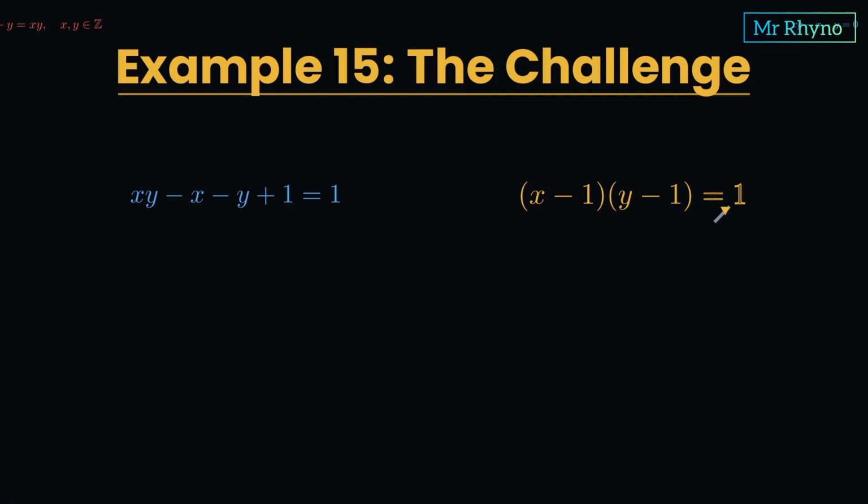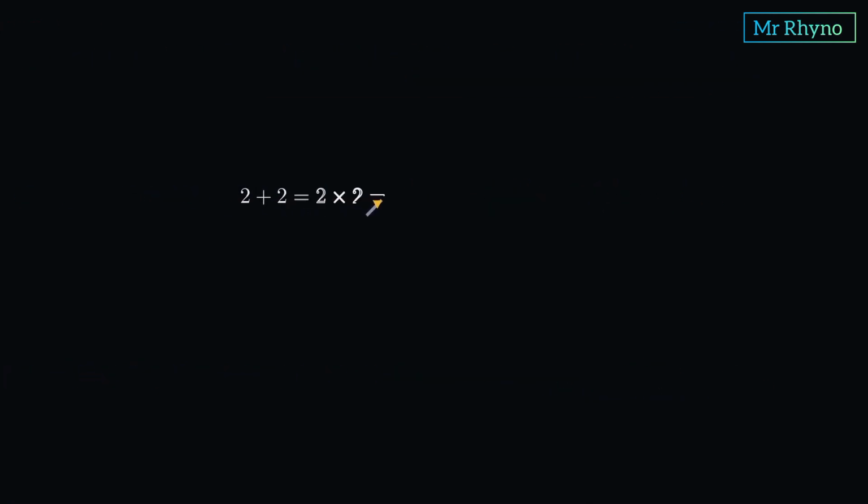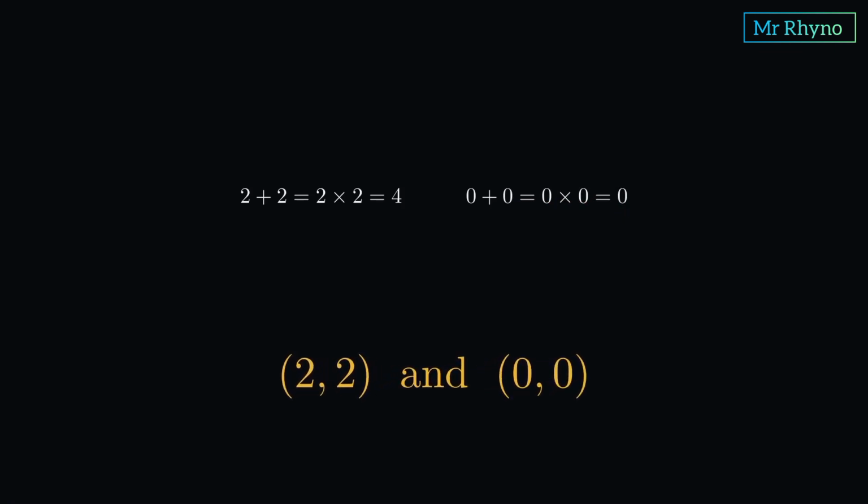Now we use the zero product idea from before, but for integer factors of 1, two integers multiply to 1 only if they're both 1 or both -1. That gives two solutions, x equals 2, y equals 2, or x equals 0, y equals 0. Check it. 2 plus 2 is 4, and 2 times 2 is also 4. 0 plus 0 is 0, and 0 times 0 is also 0.